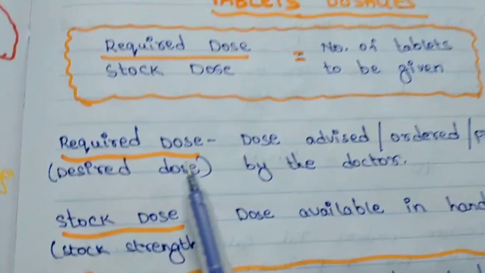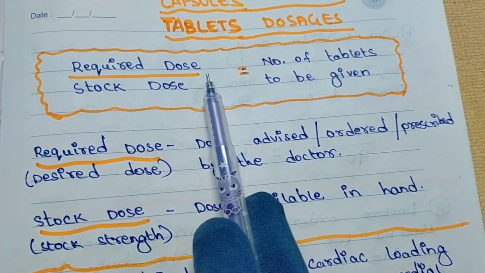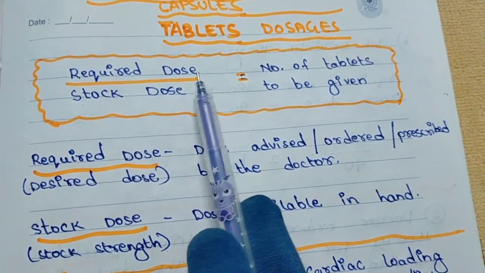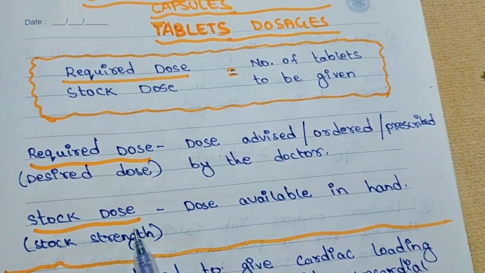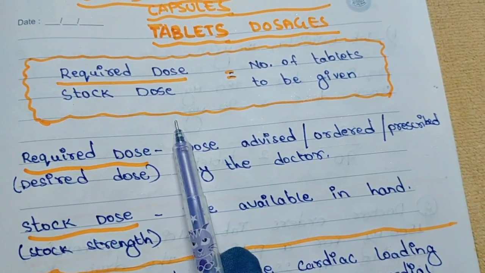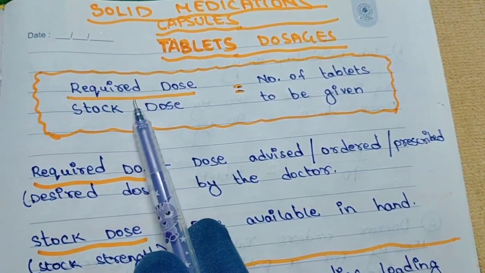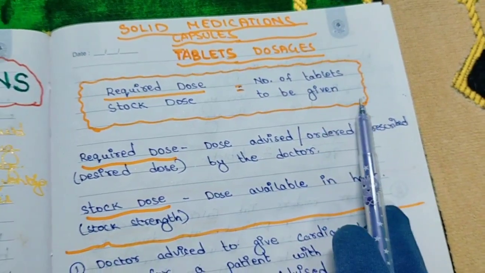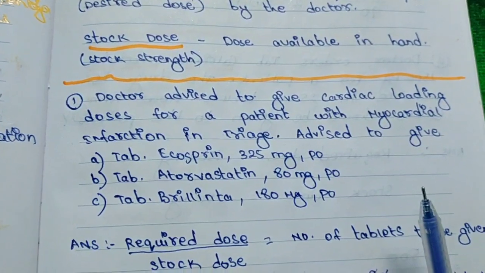So what is required dose here? Required dose is nothing but the dose ordered by the physician or by the doctor. The dose advised, ordered or prescribed by the doctor is the required dose, whereas stock dose is the dose available in hand. How much you have, the stock strength. So the strength which is available in your hand is the stock dose, and the dose that is advised by the doctor is the required dose, which will give you the number of tablets or capsules to be administered to a patient. Now let us solve it.